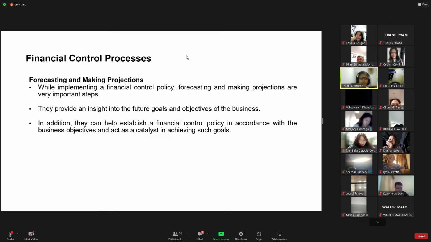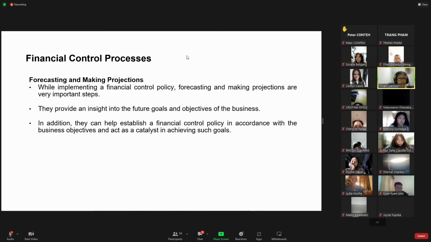So the other point is forecasting and making projections. So this is very important when it comes to financial controls, right? We need to, when we are implementing any policy.